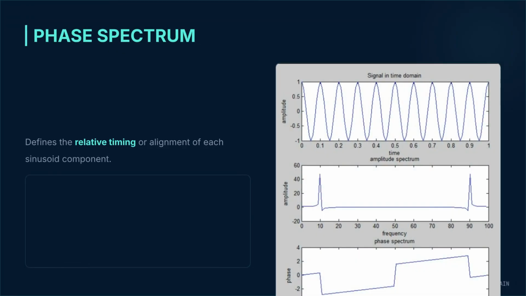The phase spectrum defines the relative timing or alignment of each sinusoid component. It is calculated as the angle of the complex transform. Changes in phase can drastically alter the shape of the reconstructed signal in the time domain. A complete signal description requires both magnitude and phase to reconstruct the original signal perfectly.